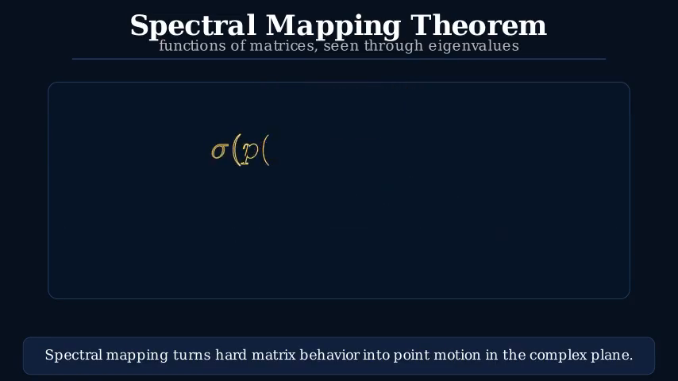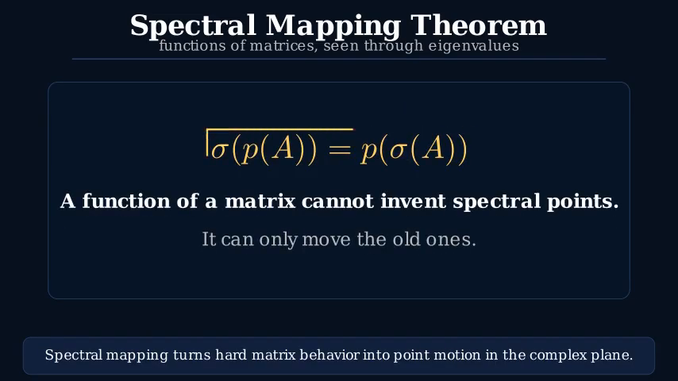The takeaway is simple. A function of a matrix cannot invent spectral points out of nowhere. It can only move the old spectral points according to the same function, and that turns hard matrix behavior into geometry in the complex plane.